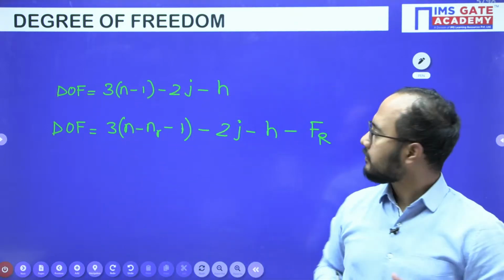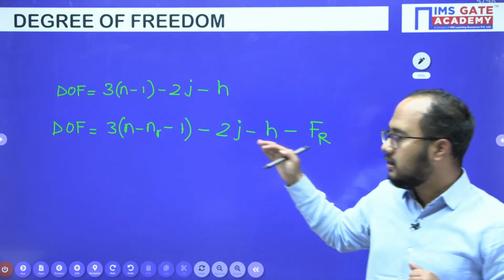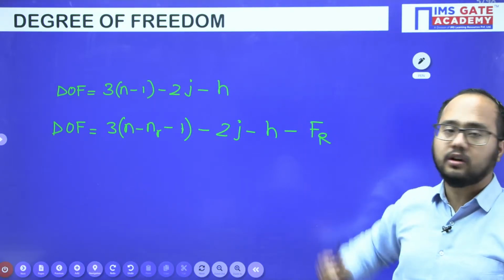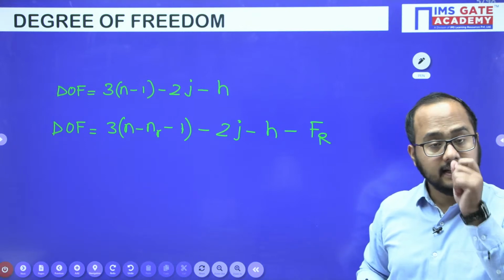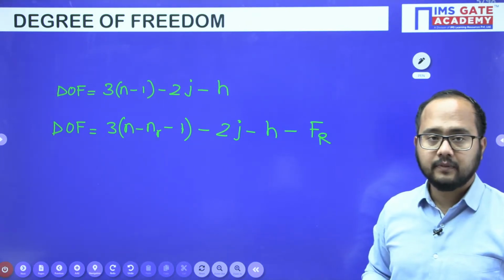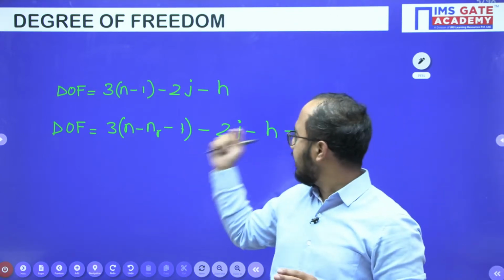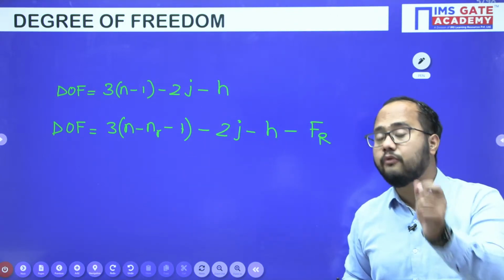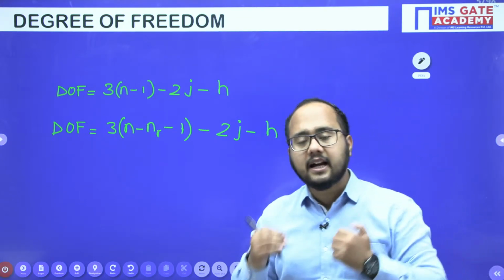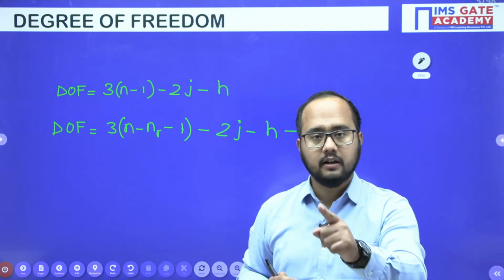Okay everyone, in the modified formula and the main formula also, you should remember n is the number of links, right? j is the number of binary joints. h is the number of higher pairs. Now what are nr and fr? nr is the number of redundant links, okay, that we have to subtract while counting the number of links. Okay, remember this point.